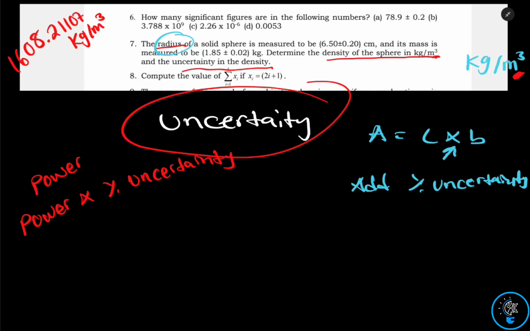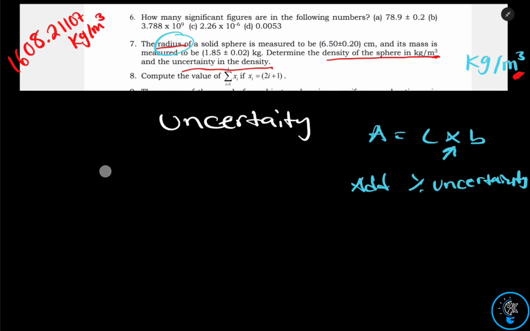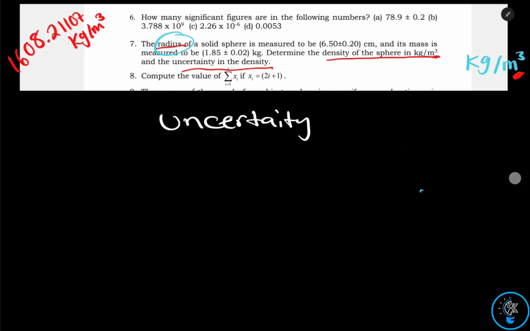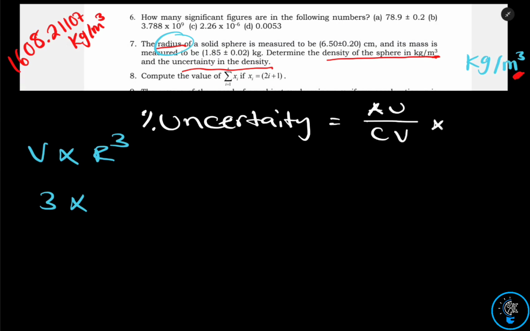There's actually an extra rule that you need to know, but you can check out my video titled Uncertainty in Measurements. Okay, now that we've made mention of this, let's now do the question. So to find the uncertainty in volume, we know that volume is proportional to r to the power 3 for a sphere. So we are going to say 3 times percentage uncertainty. Now we know that percentage uncertainty is given by absolute uncertainty divided by central value multiplied by 100%.